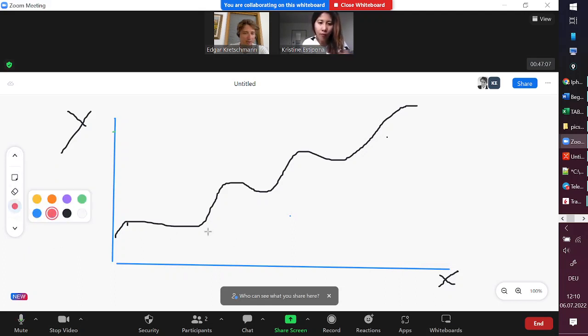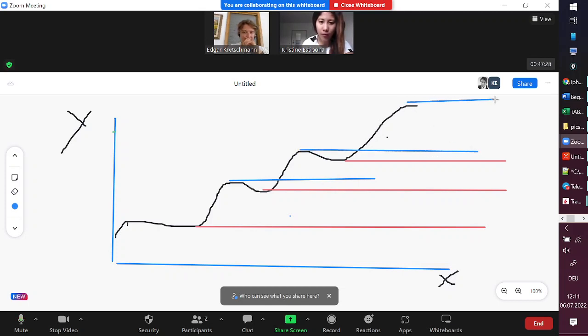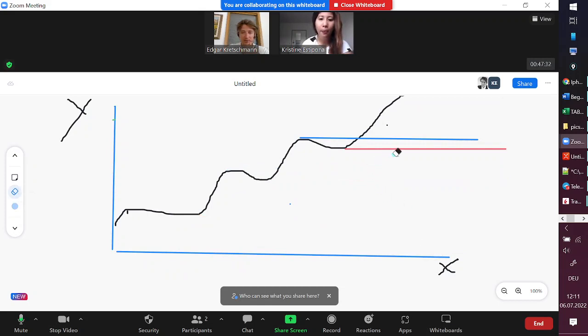What could this be? This is a line here. What kind of line is this? This is support, right? Support. And then we have something like this, a resistance here and here and here. This might be important later on.